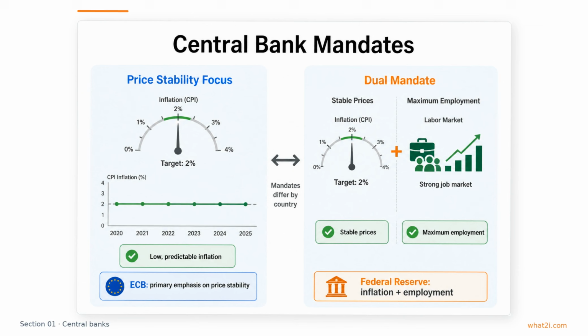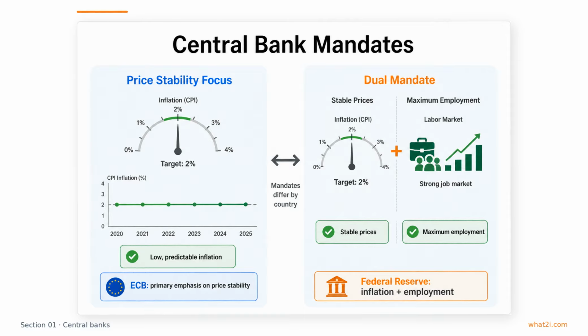Some also have an explicit employment objective, aiming to support a strong labor market alongside stable prices. The U.S. Federal Reserve is a well-known example of a dual mandate, while others, such as the European Central Bank, place primary emphasis on inflation control. That difference matters because the same inflation reading can lead to different policy reactions in different countries. For traders, understanding the mandate helps explain why one central bank sounds more aggressive than another. It gives context to every rate decision, statement, and forecast.